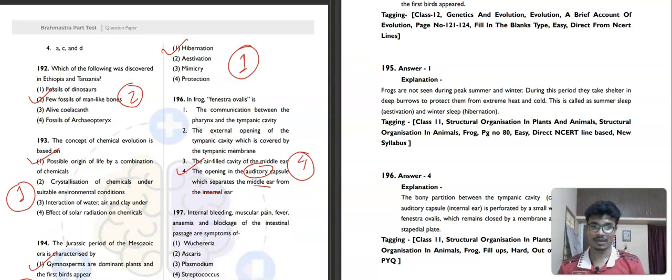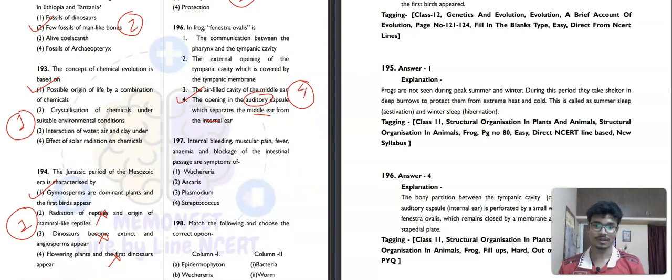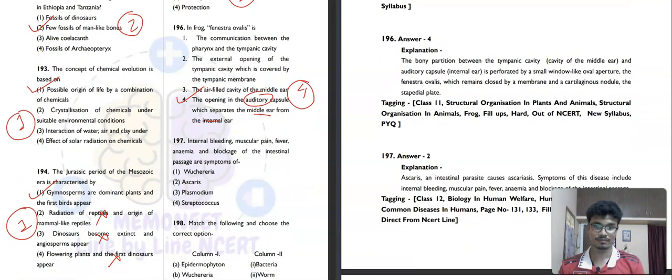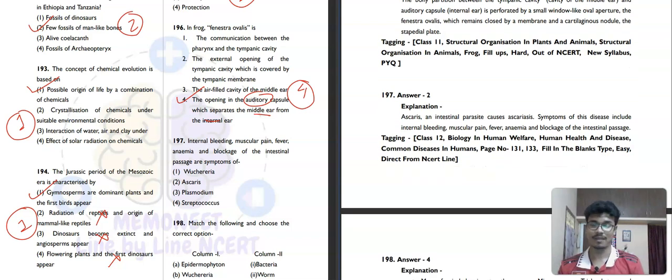Then question number 197. Internal bleeding, muscular pain, fever, anemia, and blockage of the intestinal passage are symptoms of Wuchereria, ascariasis, Plasmodium, or Streptococcus. These are the symptoms of ascariasis. Ascariasis is a disease caused by Ascaris.